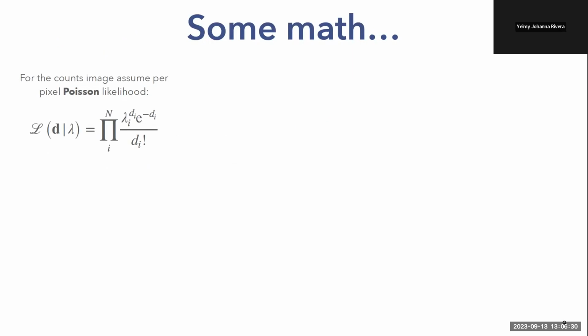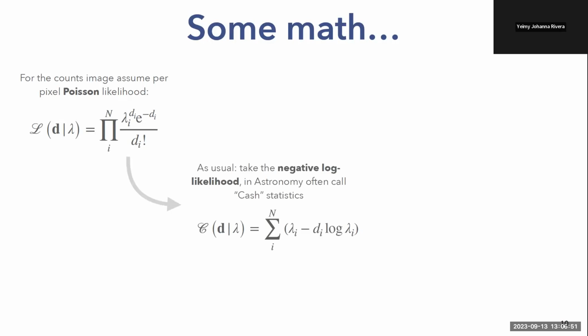Okay, so we go back to classical statistics. The method that I'll be showing is inspired by machine learning, but I'll talk about that later. For the counts image, typically this is the model that we have. We can assume a Poisson likelihood per pixel. Once we have a model to describe that image, we can evaluate the likelihood of the full image. What you then typically do is take the negative log likelihood. This is in astronomy often called the Cash statistic. I think this is maybe known to most of you.